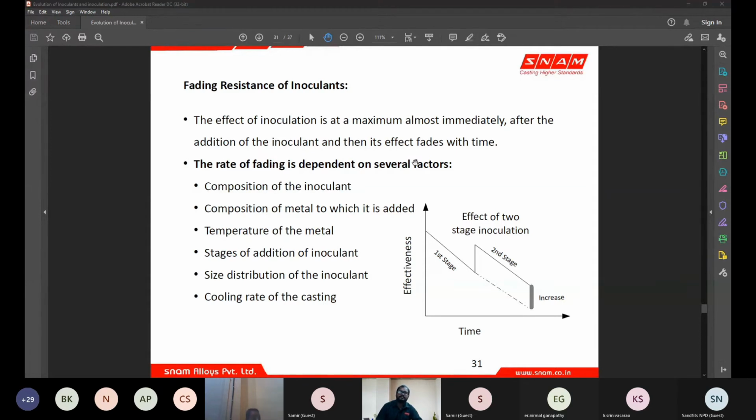And size distribution of the inoculant. Size distribution of the inoculant governs the factor of dissolution. So when you select a wrong size for the amount of metal to which it is added, your fading resistance can come down. Cooling rate of the casting. When the casting's cooling rate keeps varying from mold to mold or from heat to heat, your resistance to the fading or inoculation performance comes down.